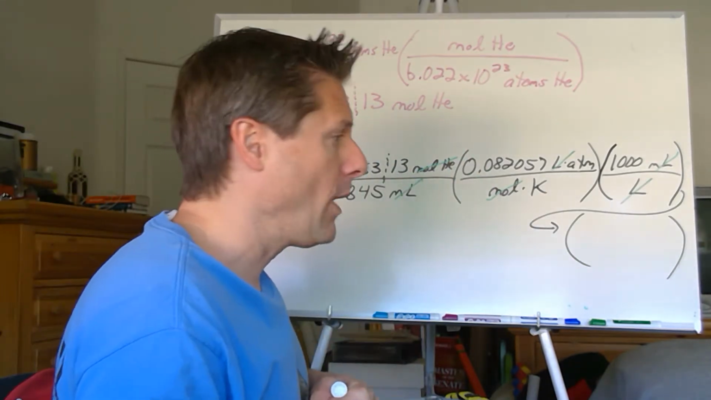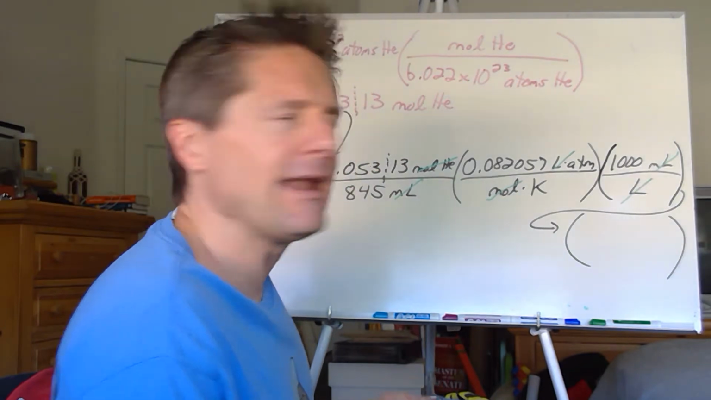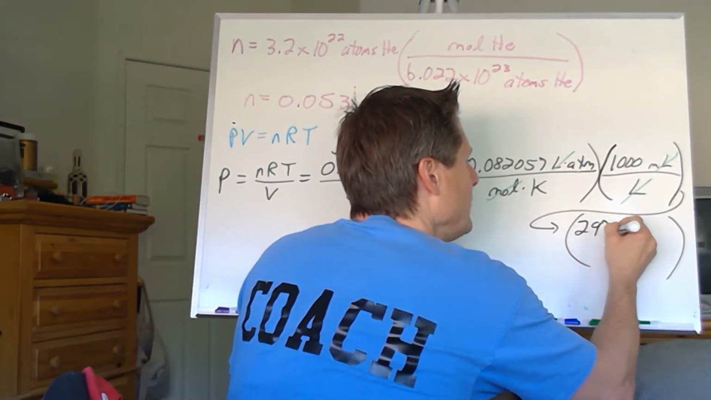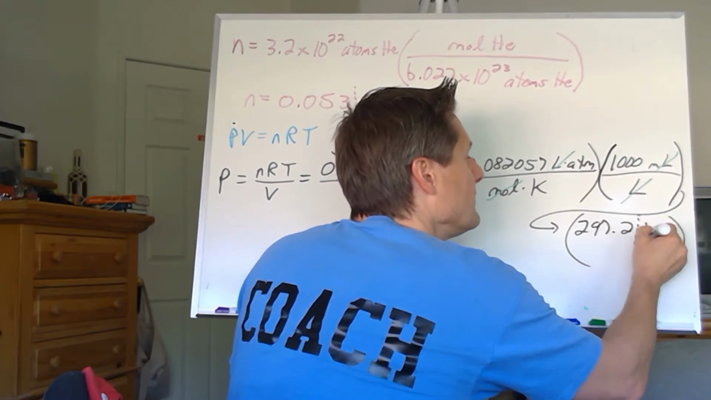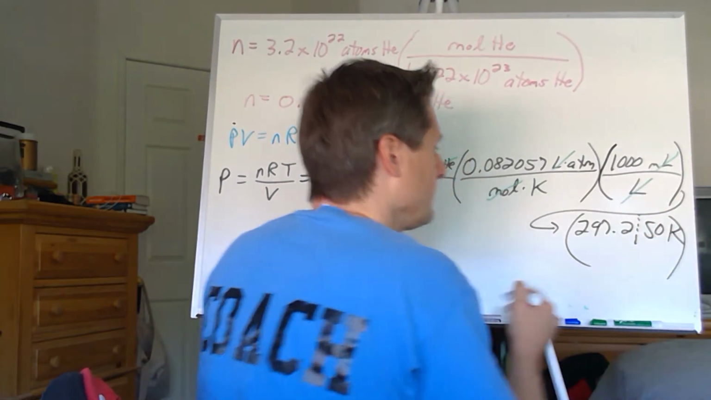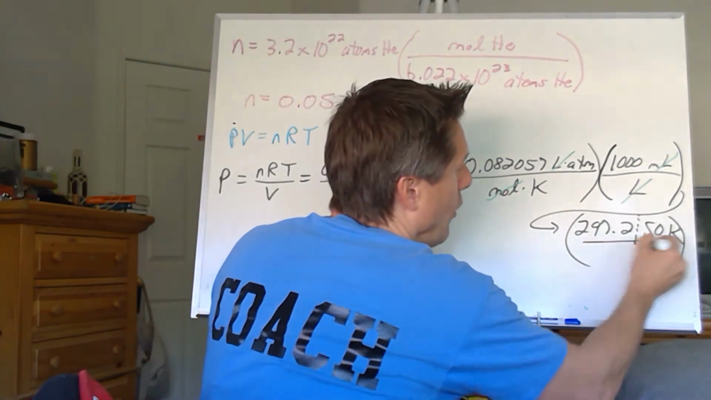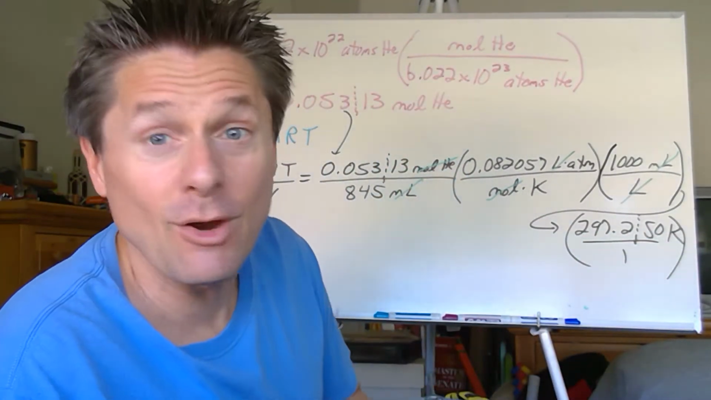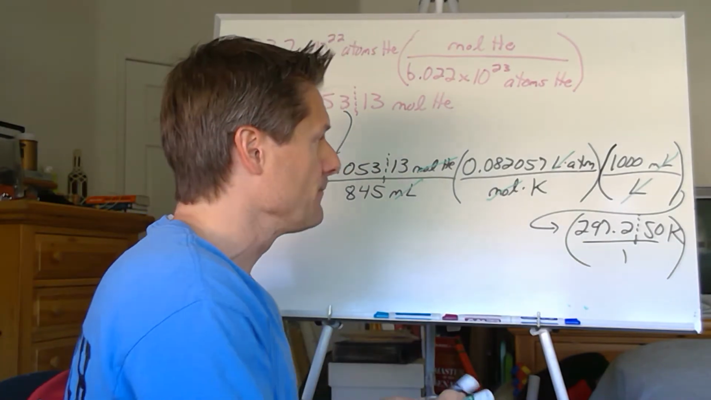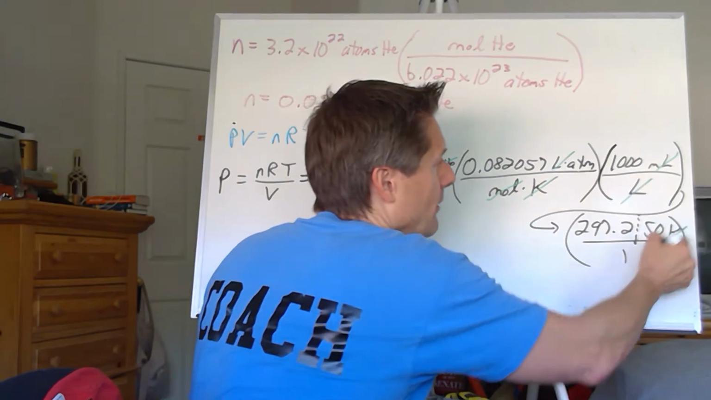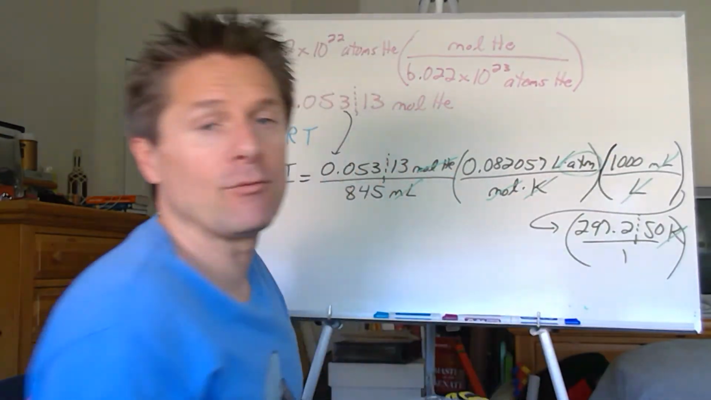All right, so what was our temperature? 297.25 Kelvin. 297.2. Good to 1 decimal place. And so here, now if you want to put over 1, you're welcome to. You don't need to. That's not necessary. But if you like the spacing of that, that's great. So Kelvin in the denominator, numerator, I'm left with just atmospheres.